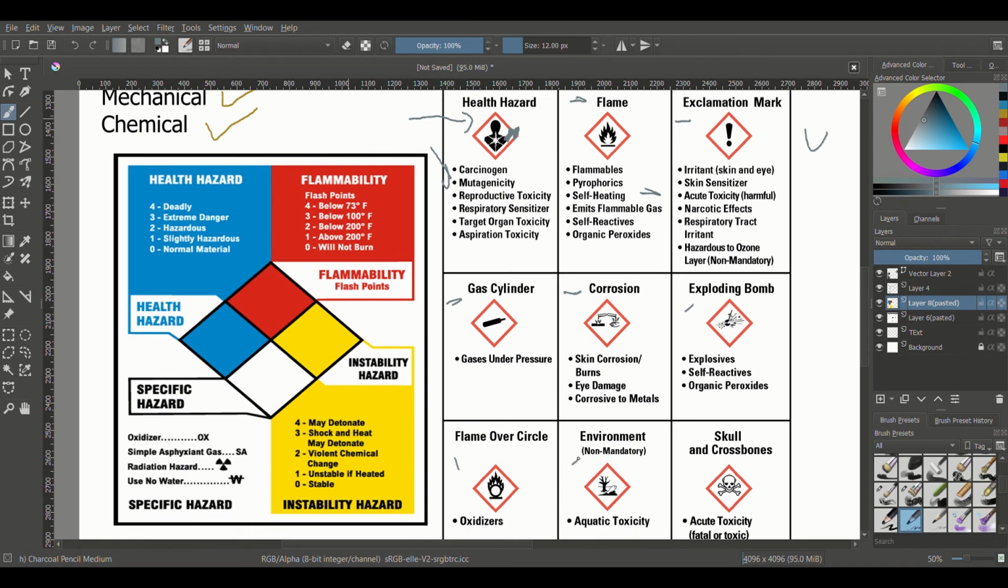We're talking about the environment, so this is one of those non-mandatory things, but it's great when they put it on there. If it's harmful to the environment, it might have this insignia on the SDS or possibly on the bottle itself, and that means don't dump this outside. In this case, we have an aquatic toxicity. Don't put this in regular water. You have to dispose of it at a facility first.